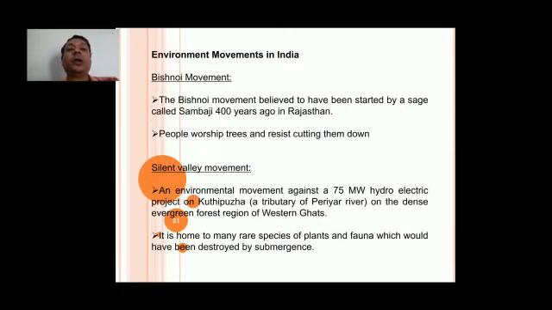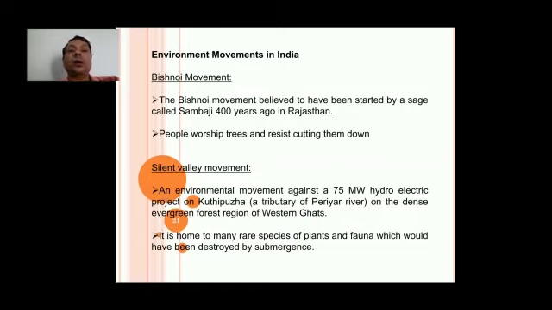Now, different environmental movements in India. Bishnoi movement. The Bishnoi movement is believed to have been started by a sage called Sambhaji 400 years ago in Rajasthan. People worship trees and resist cutting them down.